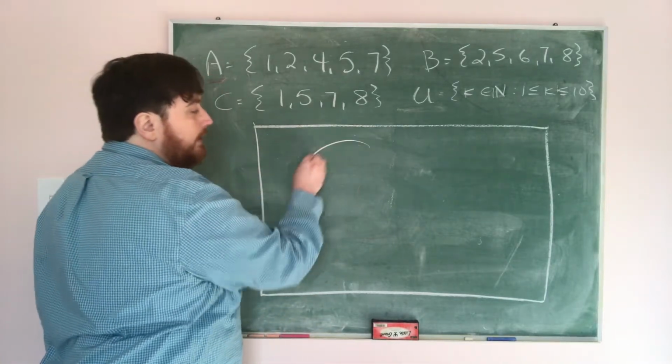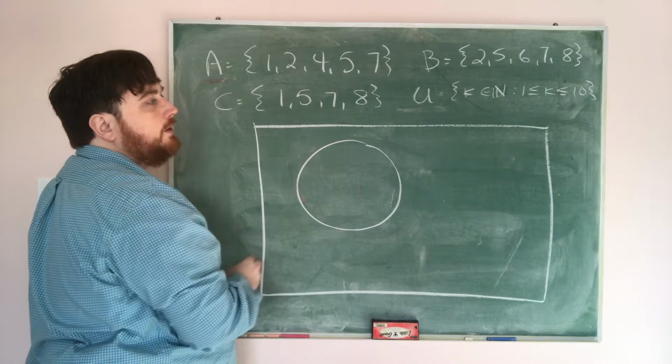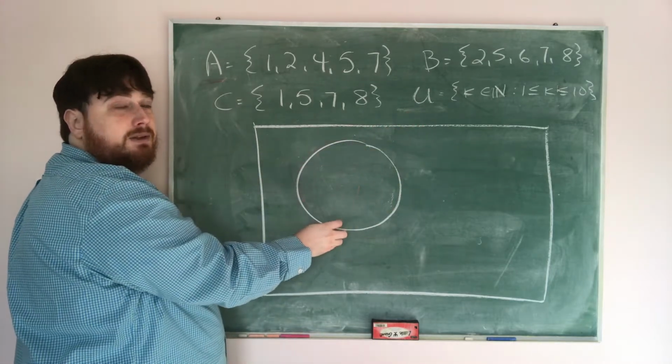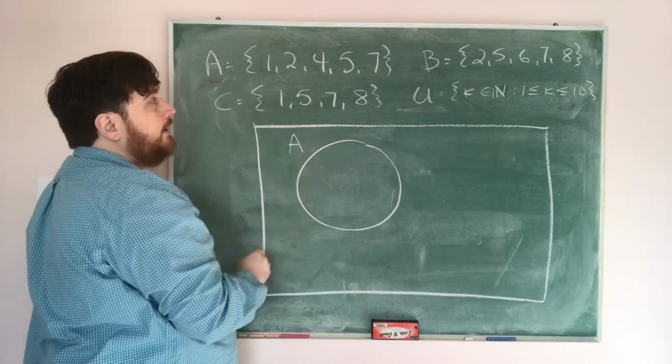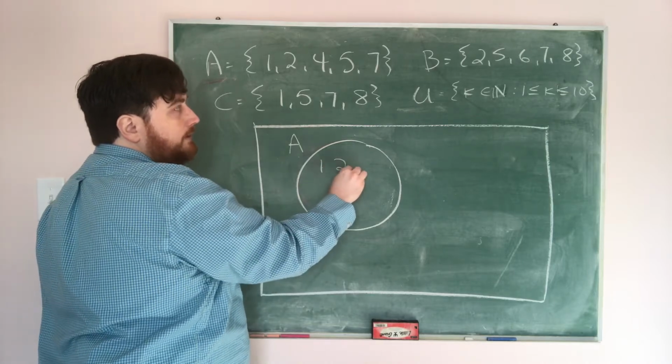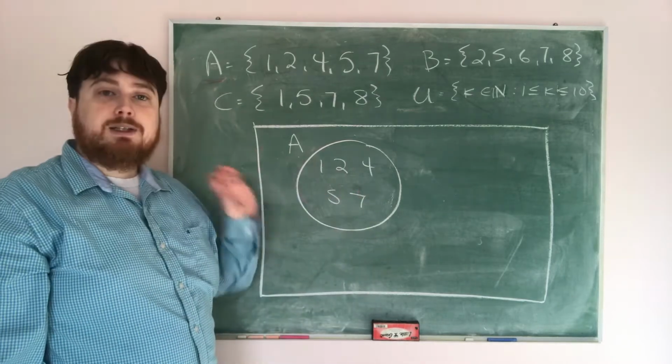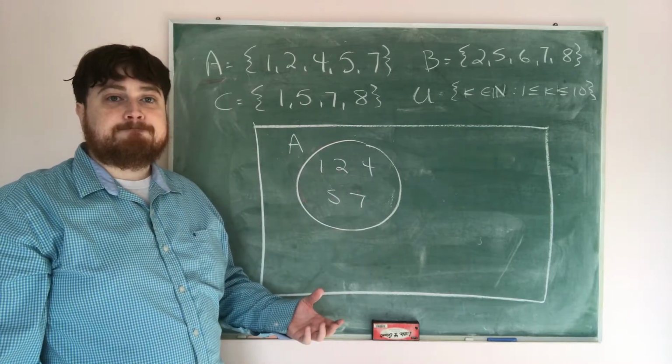So I'm going to denote A as a circle within U because, again, U is the universal set, so A needs to be completely inside of it. And so I'm going to say this is A. And now within A, I'm going to have 1, 2, 4, 5, 7. So each of those elements needs to end up in the circle of A.